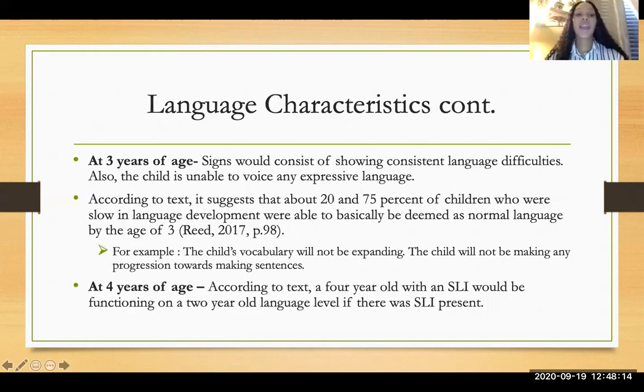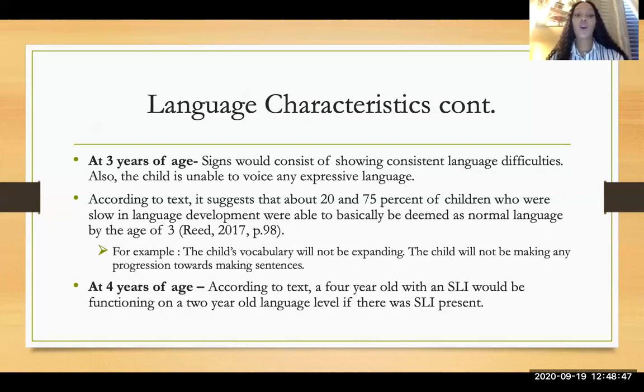At 3 years of age, signs would consist of showing consistent language difficulties. Also, the child is unable to voice any expressive language. According to the text, about 20 to 75% of children who were slow in language development were able to basically be deemed as having normal language by the age of 3. And this comes from Reed 2017, page 98. For example, the child's vocabulary will not be expanding. The child will not be able to make any progression towards making sentences.